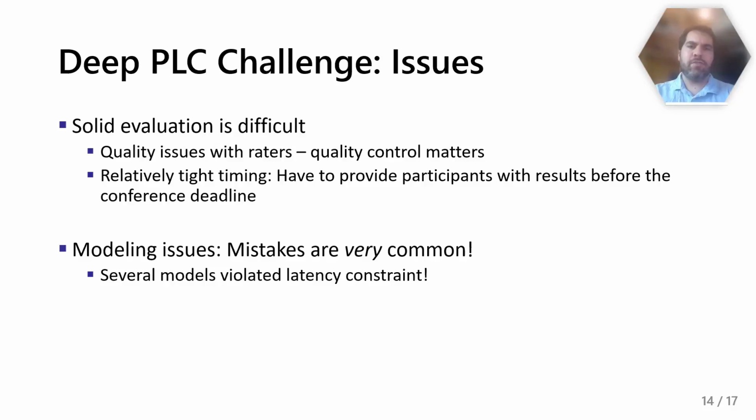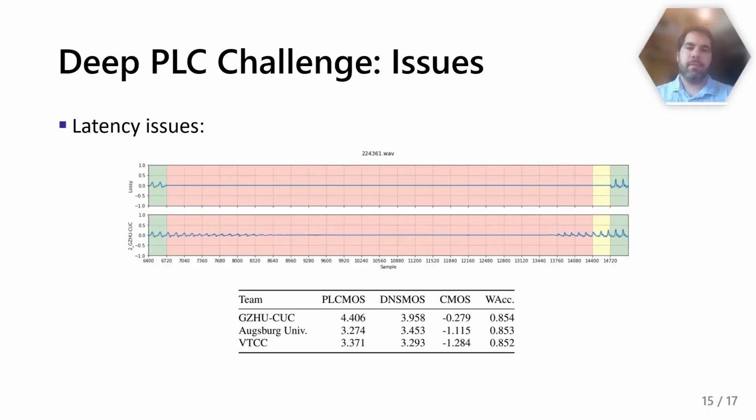Also, there were a lot of issues with modeling, and one such issue is illustrated here. What we show here is segments of 20 milliseconds. Above is the lossy audio, and below is the audio from one participant. One thing you can see is that the model reacts before it should have enough future context to actually do that, because we only allow 20 milliseconds. This type of error is actually very common. We had 3 models that were disqualified because of that.